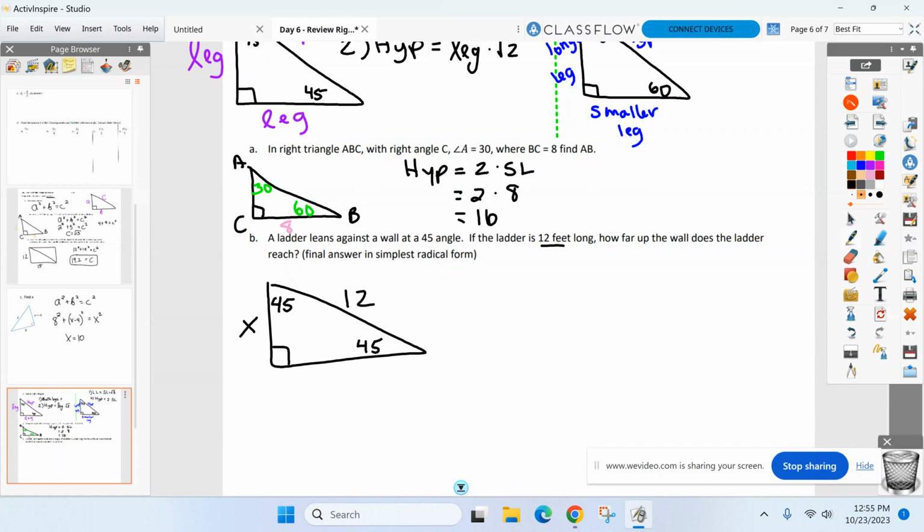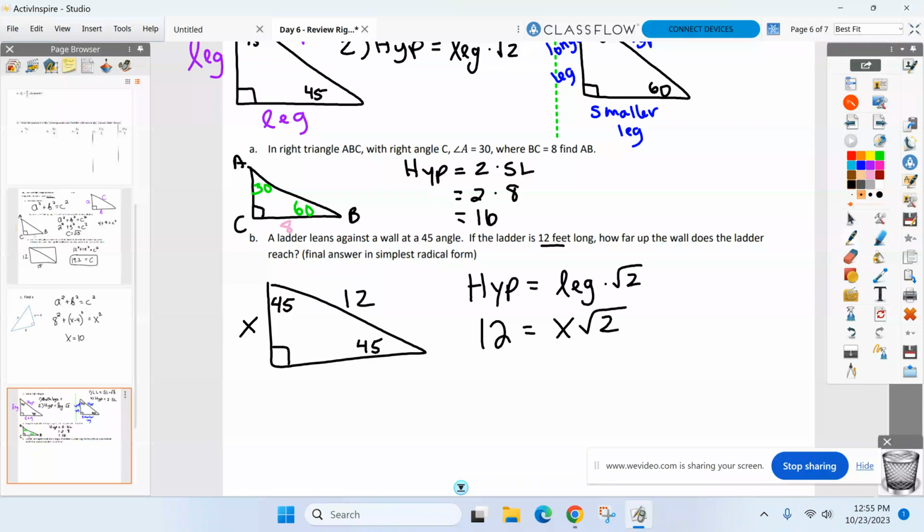Hypotenuse. Don't I have a formula for the hypotenuse? Hypotenuse equals, how do you find the hypotenuse in a 45, 45, 90? Leg times radical 2. So all I'm doing with you guys is writing out the rule. Plug something in for the hypotenuse. 12, right? Equals, what did we just label the leg as? X times radical 2.